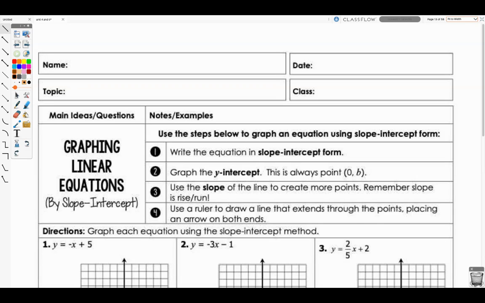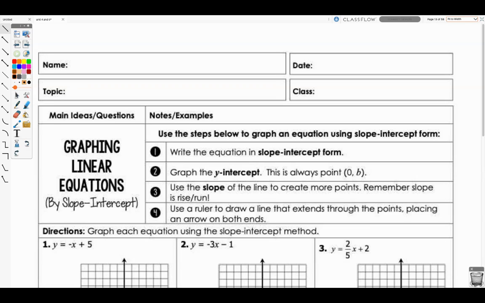So if you find that you have a linear equation and it's not in slope-intercept form, solve for y, start with your skeleton, and make sure that you find the exact slope and the exact y-intercept. And once you have that, you're going to be able to graph your equation.